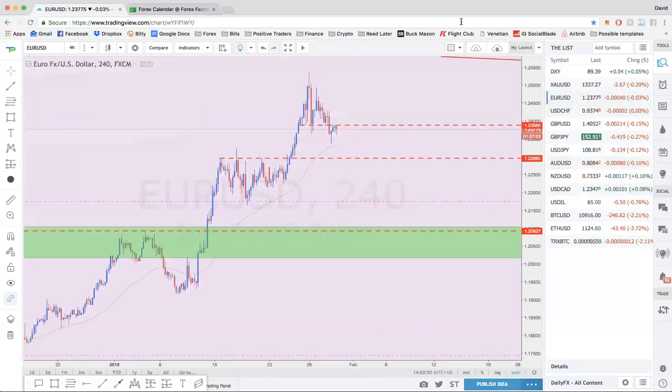But at the same time, this overall push of a weak dollar may want to continue.